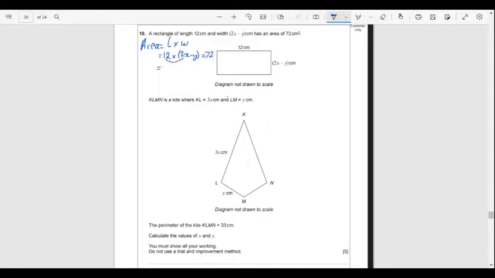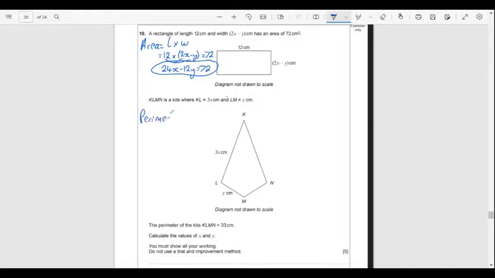If I expand this bracket, 12 times 2 is 24x, and 12 times minus y is minus 12y, and that's equal to 72, okay? Now remember this, we're going to need this in a moment, okay? So 24x, take away 12y is equal to 72. Remember that.